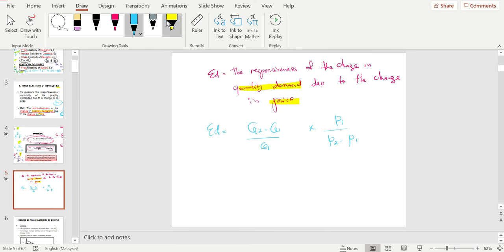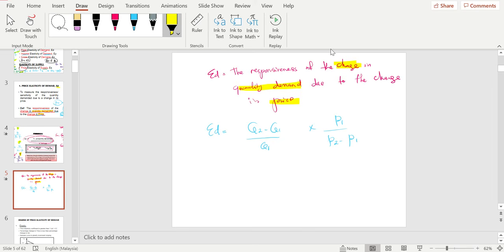Because here the keyword is change. If there is no change in the price, there won't be any elasticity. There must be a price change first, then there is the issue of elasticity. Then we can look at the responsiveness of the change in quantity demand. If there is no change in price, there will be no change in quantity demand. Okay, so when it says P1, P2, it means P1 is the old price, P2 is the new price. Same goes here. Q1 is the old quantity demand, Q2 is the new quantity demand.